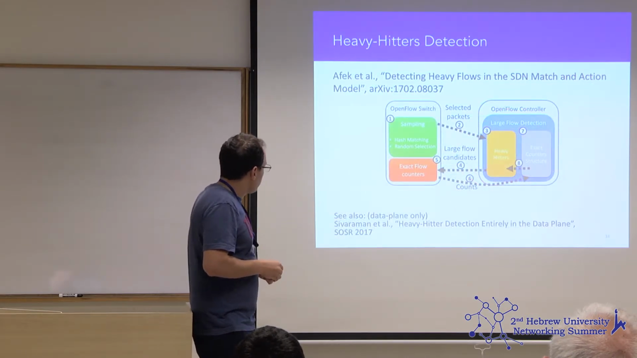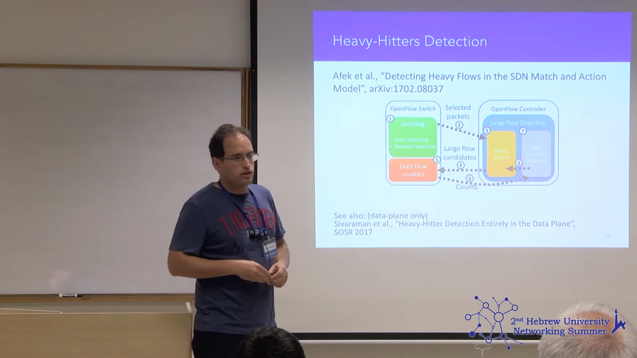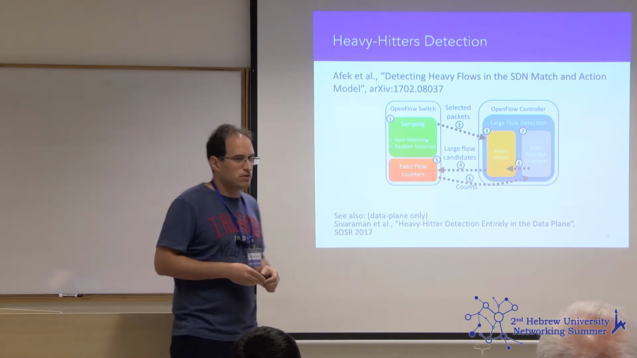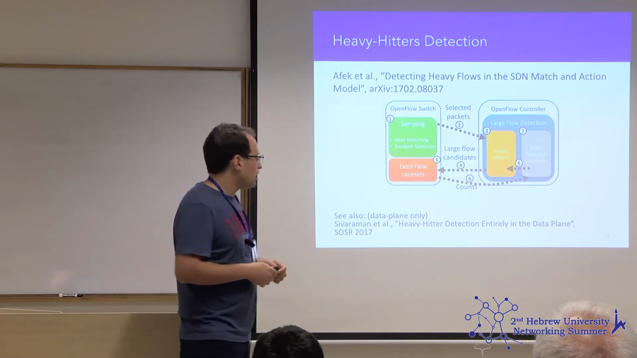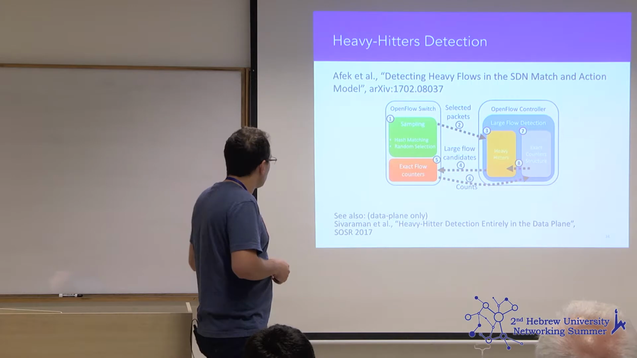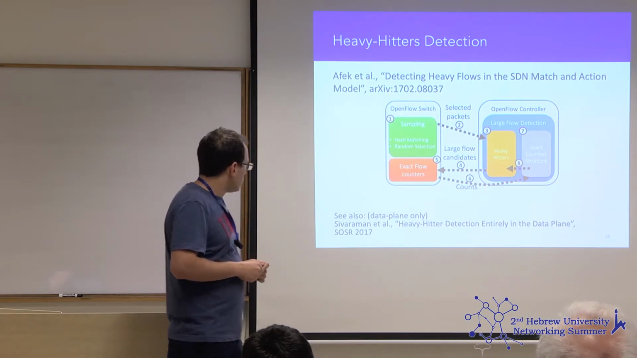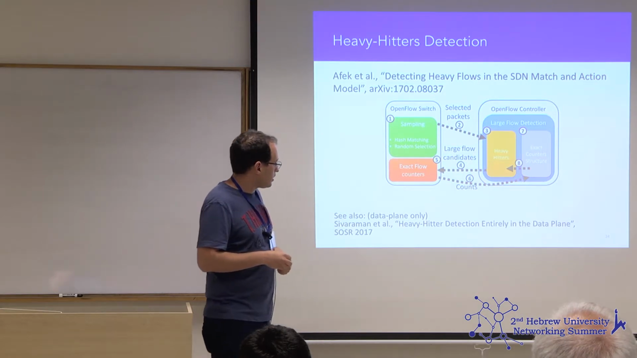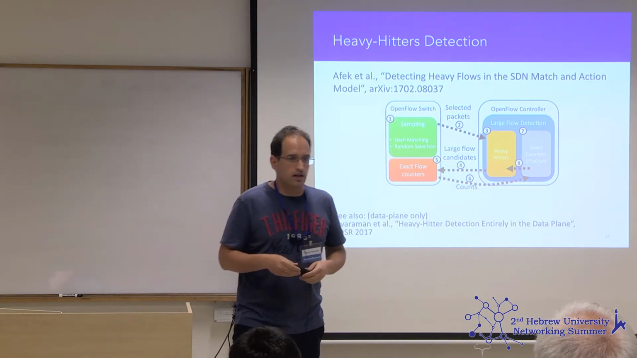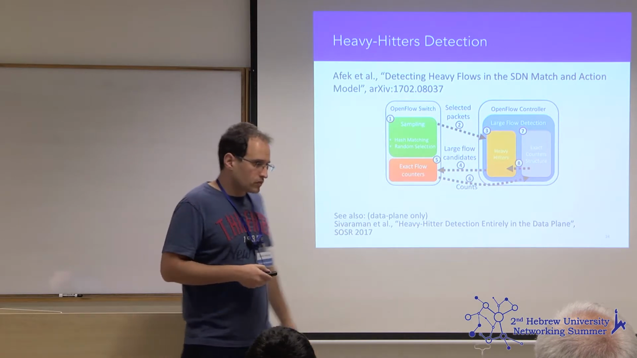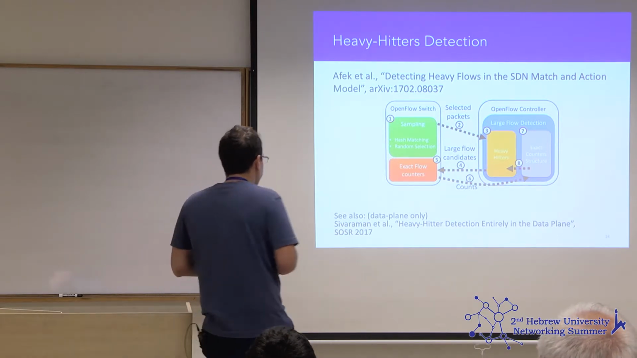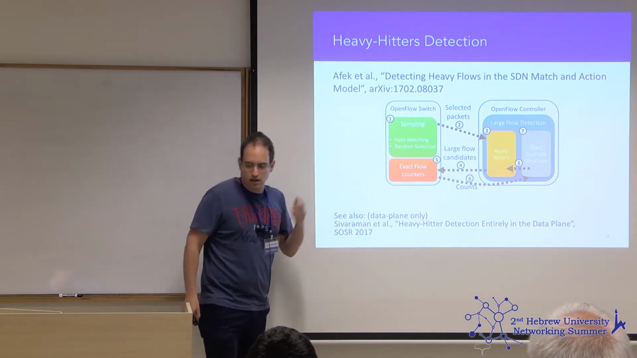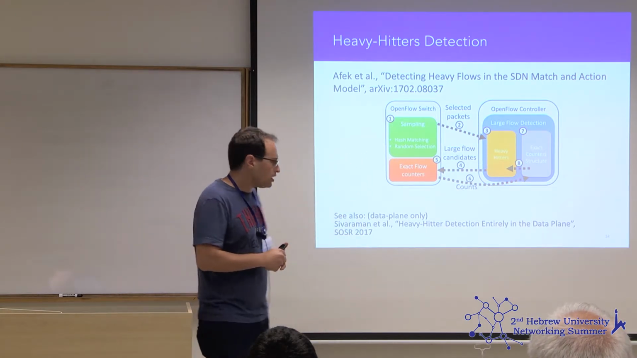Also interesting, and related to DDoS, is heavy hitter detection. So you want to detect heavy hitter flows, maybe for DDoS detection, maybe for just traffic engineering. There are several works on that as well. This is a figure from one of these works. They extract counters from the SDN counters, and then the controller is doing the hashing and selection of heavy hitters and so on.